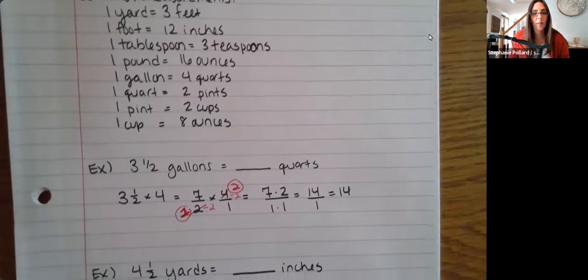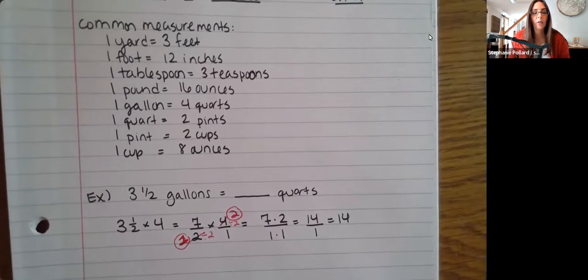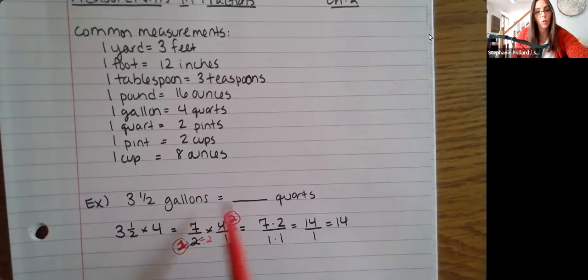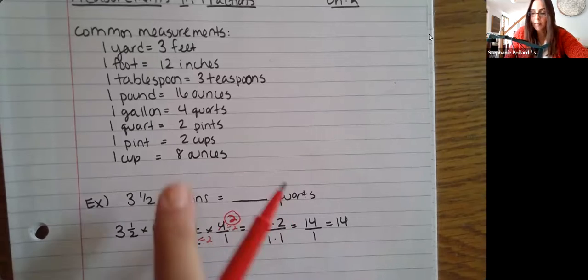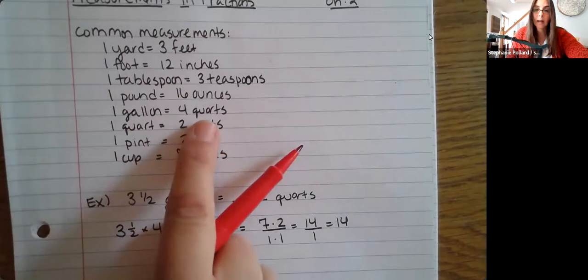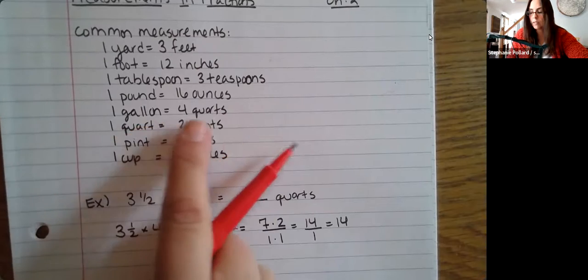So the first example is how do we convert from 3.5 gallons to quarts? You can see I already did this one out, but think about your units here. We're going from gallons to quarts. If I look in my chart here, I do see gallons and quarts, and I see that 1 gallon is the same thing as 4 quarts.